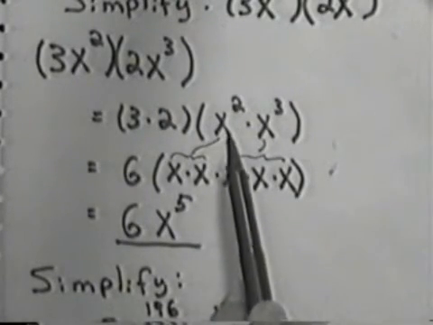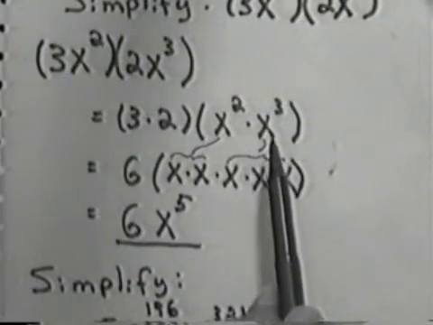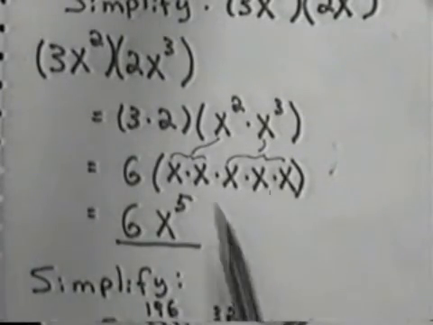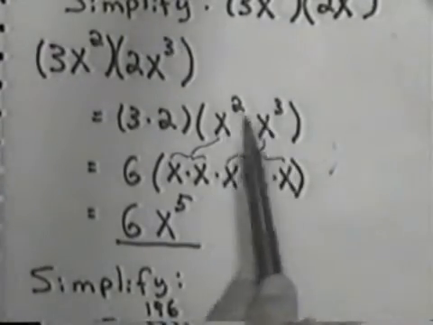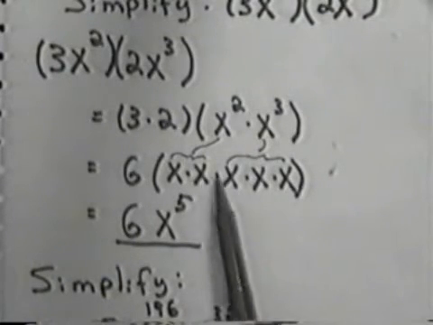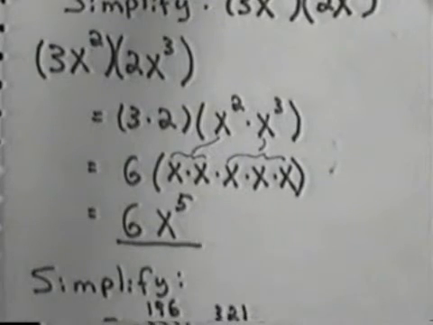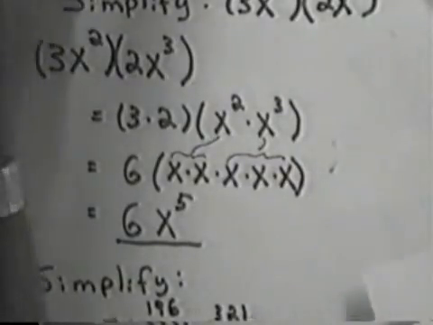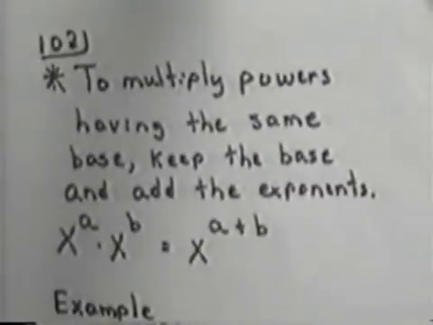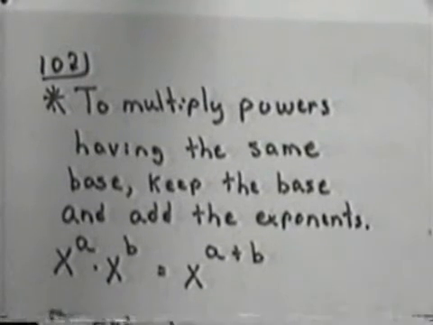That indicates that to multiply powers having the same base, I would keep the base x, but I would add the exponents. If I use it 2 times and then use it 3 more times, I've used it in all 5 times. In fact, that is your rule of exponents that I'm going to give you now. Now notice this has been starred, so this is something that you will have to know.